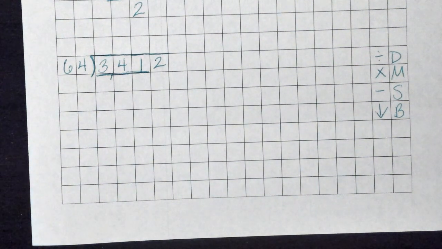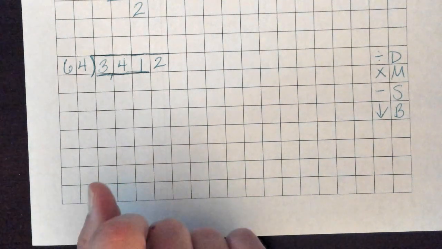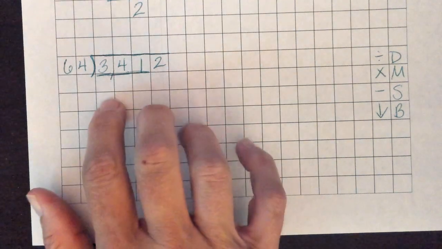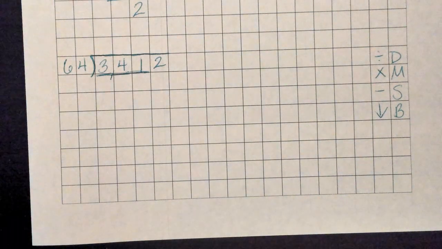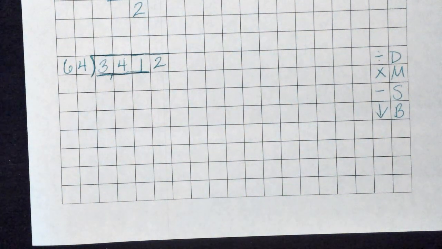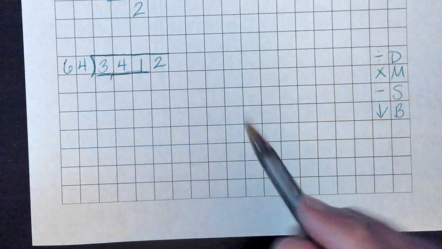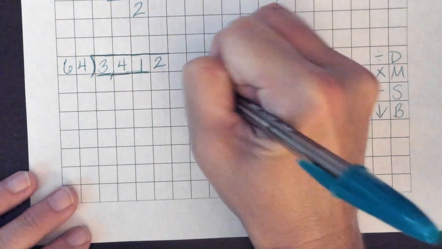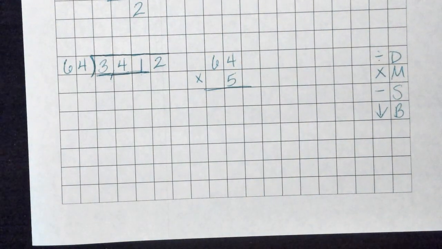So when I have a number like 64, I think, well, that's kind of close to 50. So I've got 341. Well, there's 2 50s in each 100. So 6 50s fit into 341. But 64 is bigger. So I'm going to try 5. Why 5? Because 6 50s would fit in here, but 64 is bigger. So I'm going to do 64 times 5. And I just have to do the math, okay?